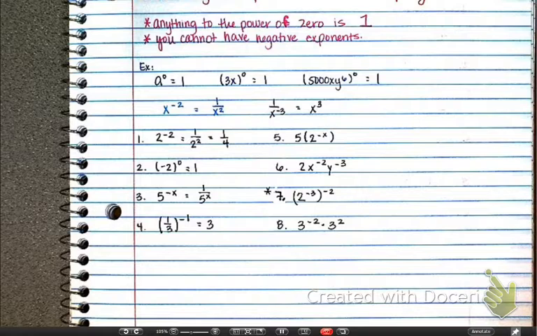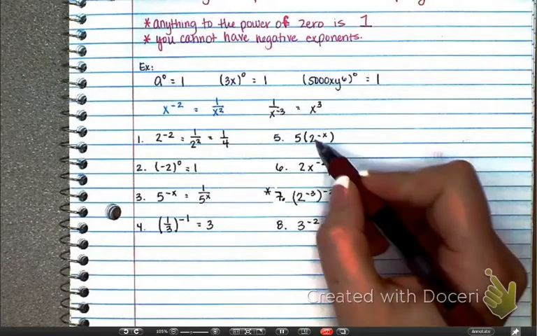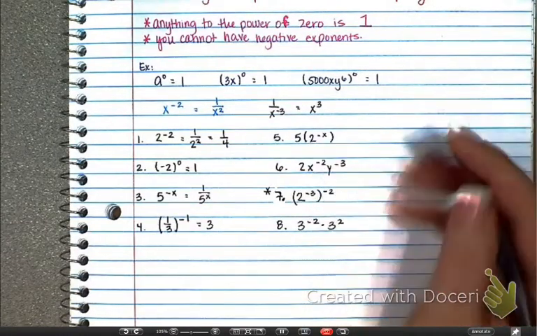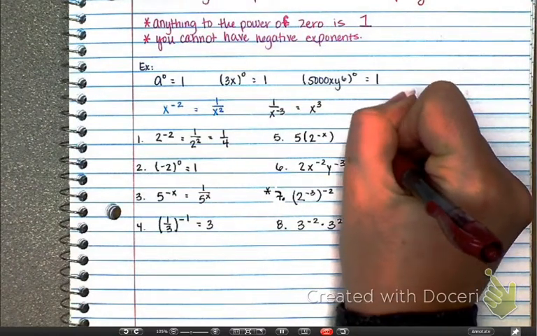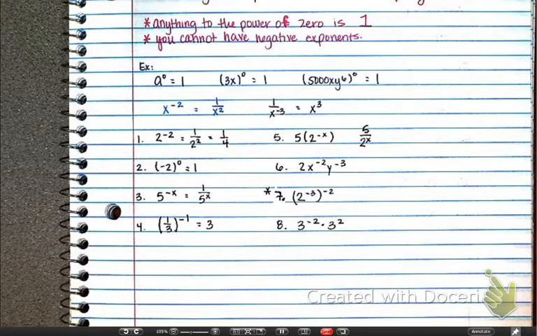Number 5, all that flips is this 2 to the negative x. So your answer should be 5 over 2 to the x. So 2 to the x drops to the bottom, the 5 does not. You cannot multiply the 5 and the 2 together.